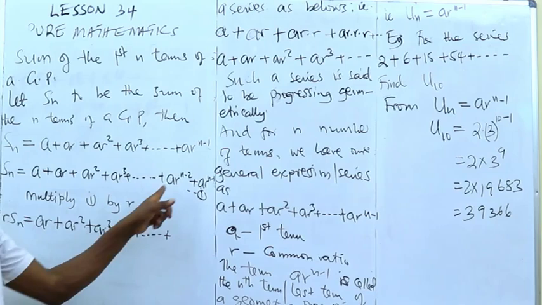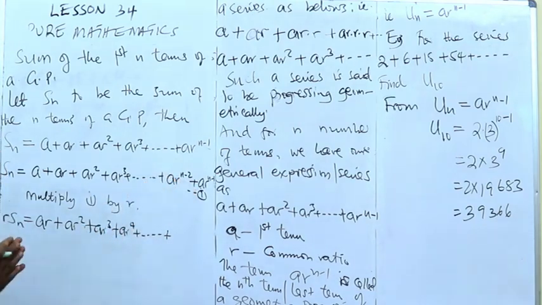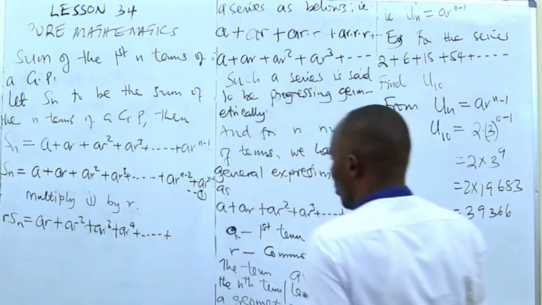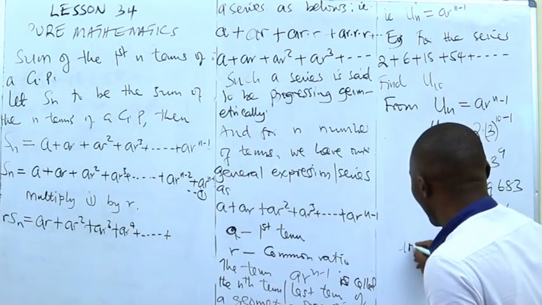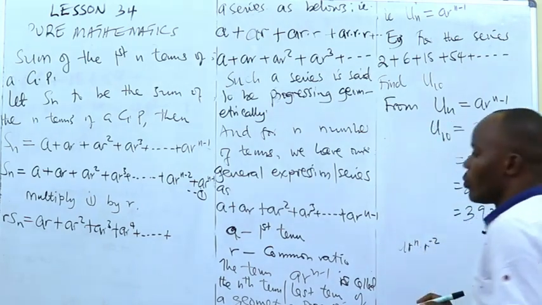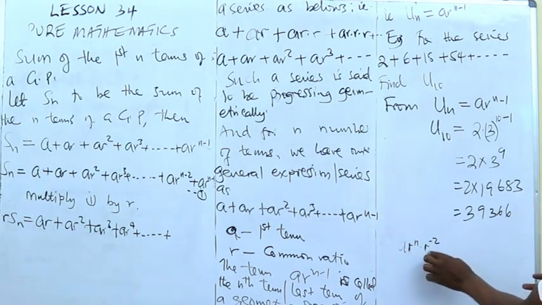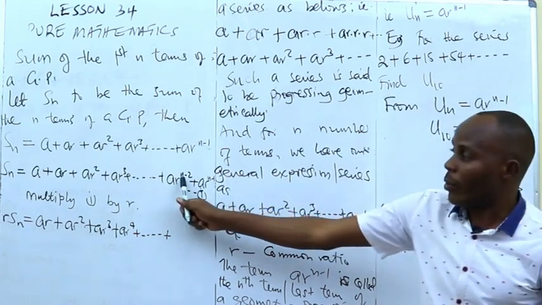Now, if I multiply this with this, some of you get challenged there. Let me show it to you. You have AR power n minus 2 times R. That is from indices. This is where this one comes from. Same bases, add the powers. That's why you end up with this.